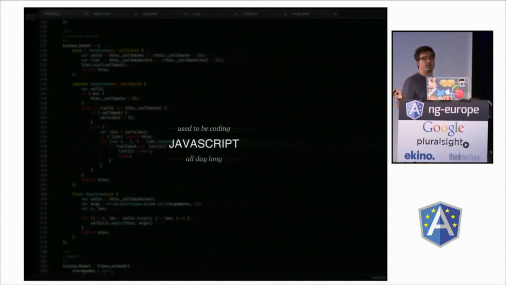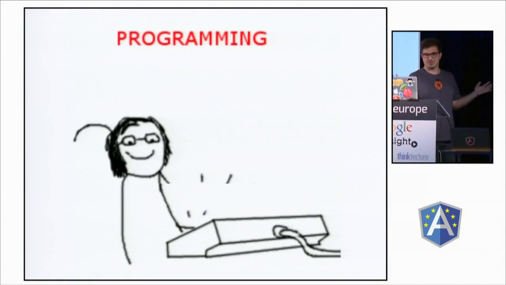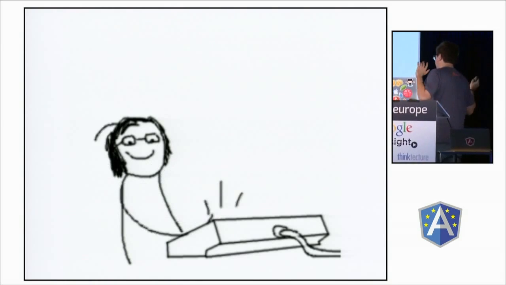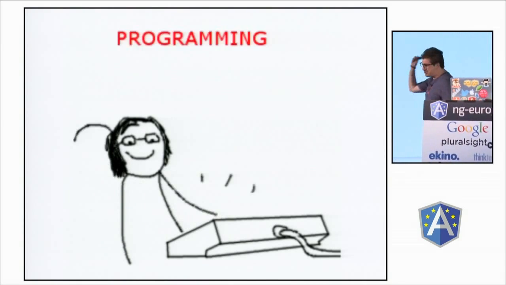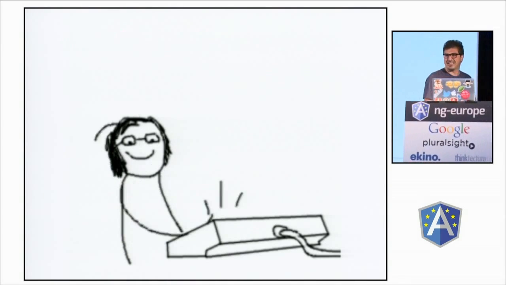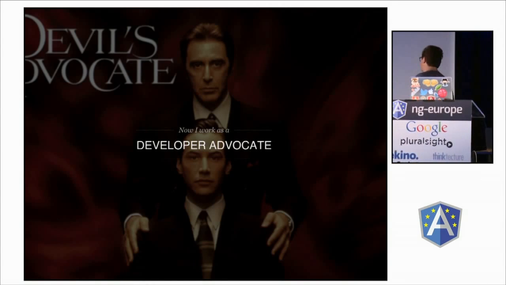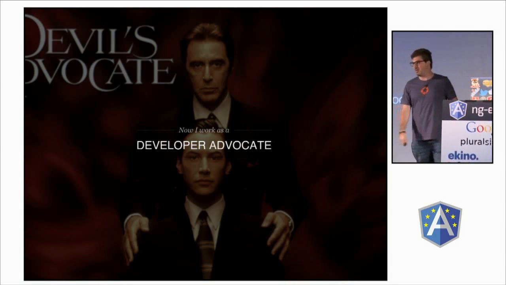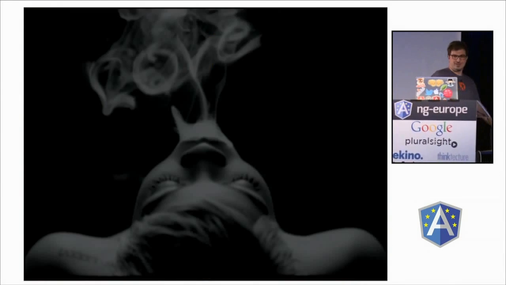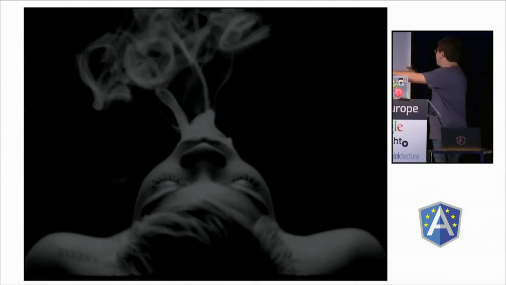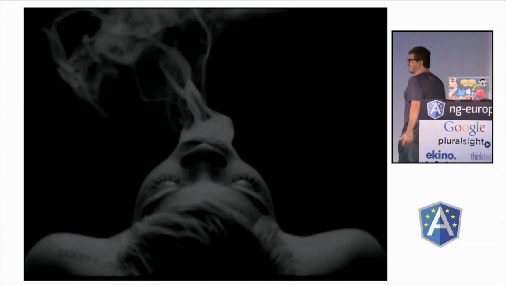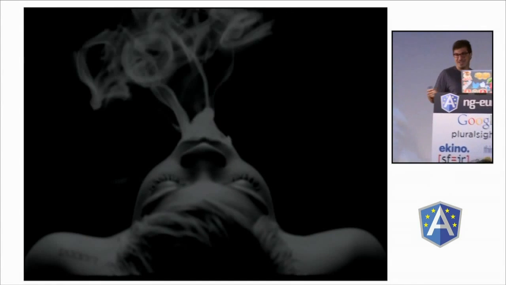I used to be coding all day long doing JavaScript. So this was me all day long. I was coding, touching the keyboard, like a machine, something like that. But now I am working as a developer advocate at Auth0. I started doing that about 5 or 6 months ago. So this is me now. I'm like smoke selling, right? But I still do code in reality, which is nice because I like it.